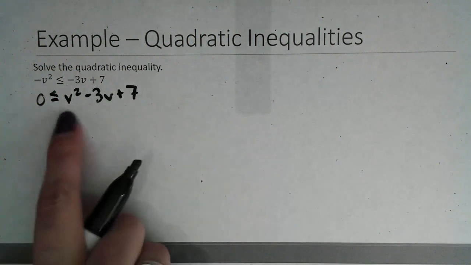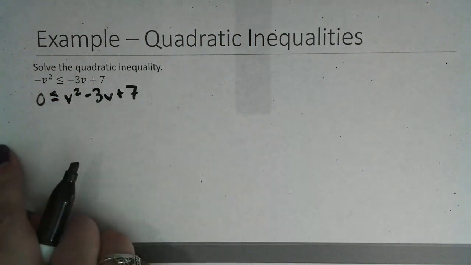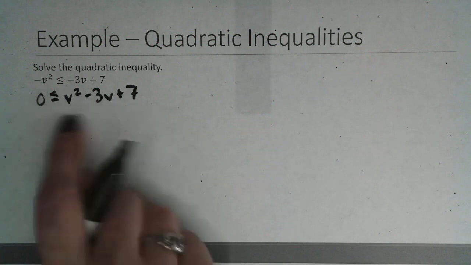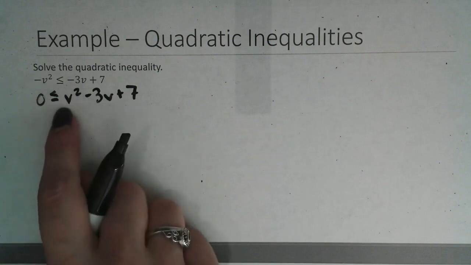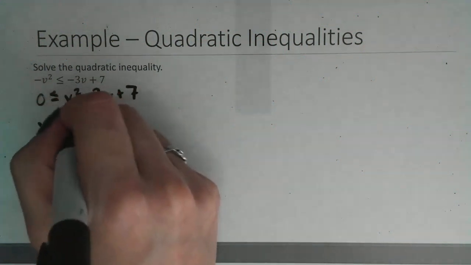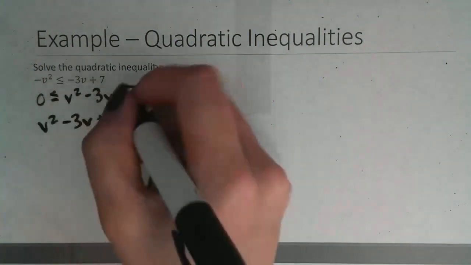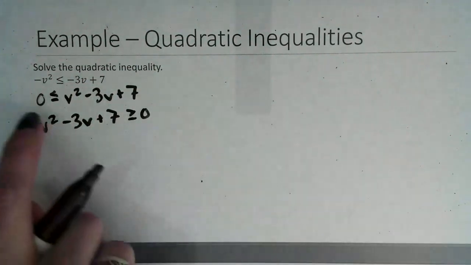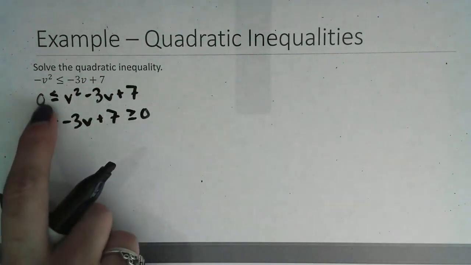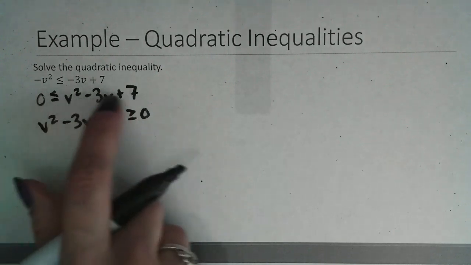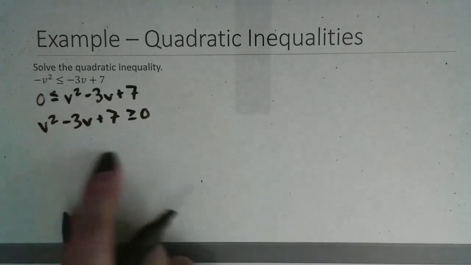But I also prefer for this expression to be on the left. What I'm trying to make happen is to have this expression greater than or equal to 0. So when I flip it so that my v squared minus 3v plus 7 is on the left-hand side, I need to make sure it's greater than or equal to 0. Because this first expression is saying 0 is less than or equal to, meaning this expression is bigger. That's what this is saying too.